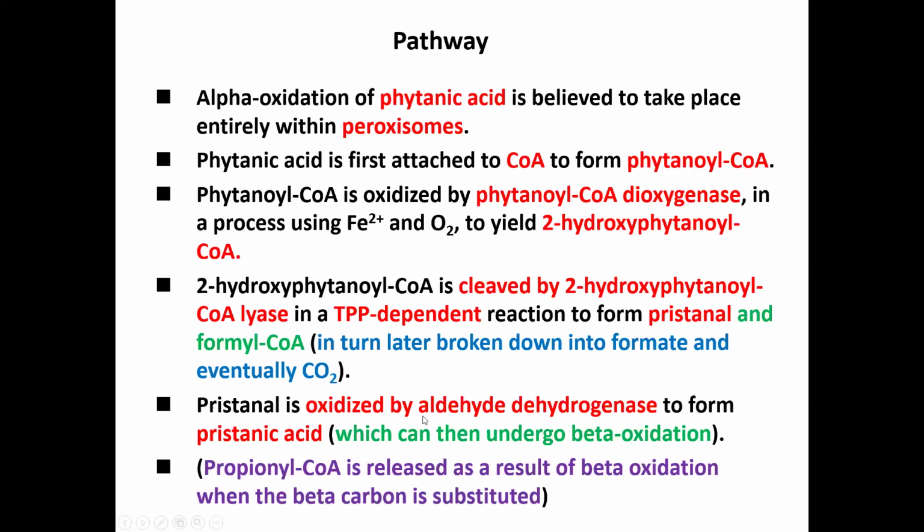Finally, this pristanal is oxidized by aldehyde dehydrogenase to form pristanic acid, and here NADP is also required. This NADP will be converted into NADPH. Then the beta methyl branch is released, and the regular cycle will run under the beta oxidation process. After beta oxidation, propionyl coenzyme A, butyryl coenzyme A, and acetyl coenzyme A will be produced.